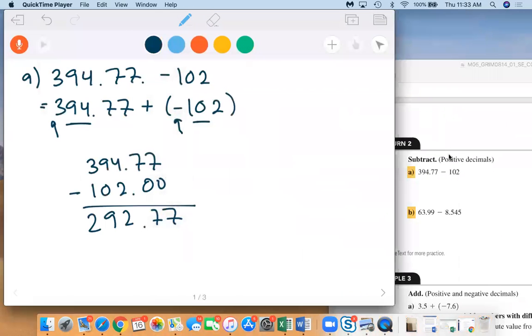Okay, so now we know that the answer is going to be positive because our bigger absolute value is positive. So this equals 292.77. And really, we ended up just doing this problem anyway with subtraction. If you want to just do the subtraction without switching to addition and you're comfortable with that, that's fine too. The problem is going to be when you start ending up with more negative numbers.